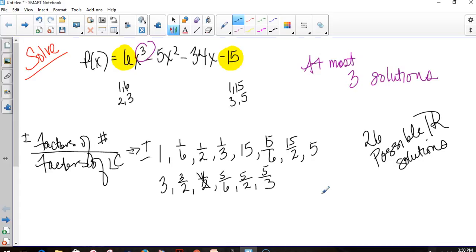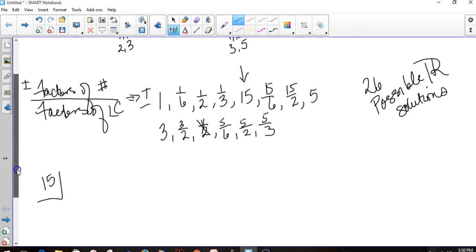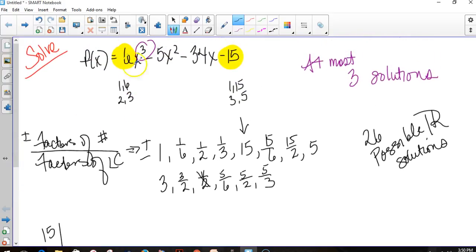But before calculators, what you would do, you would pick your favorite one. Let's go ahead and pick 15. And you would do something called synthetically divide. So I would take the 15 and put it in the box. And then I would look at my function and make sure I don't have any skips in my exponents, meaning that I have a countdown.